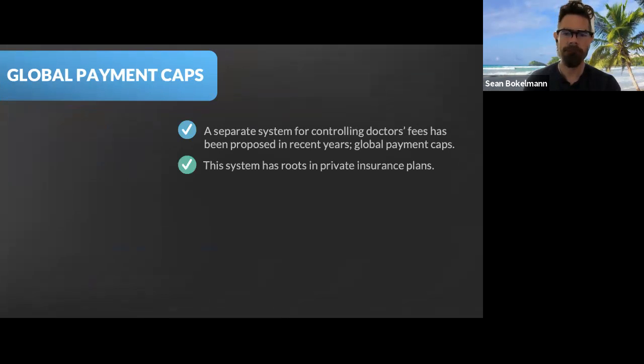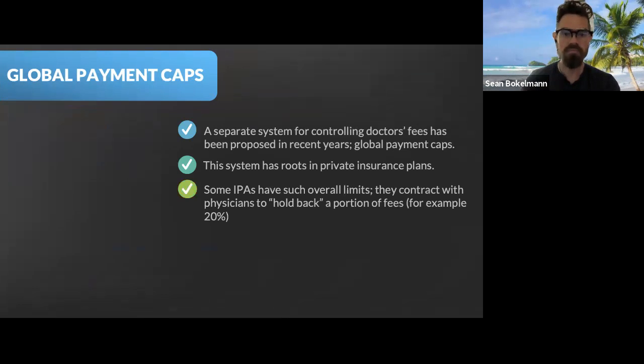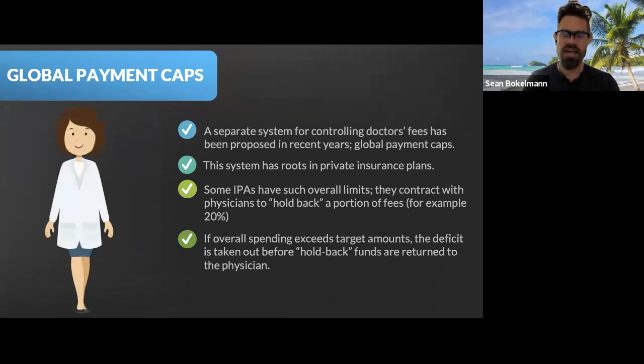Another potential solution is global payment caps. And this actually has roots in private insurance. So some insurance plans have these overall limits. What they do is they contract with physicians to hold back a portion of the fees, perhaps 20%. And if the physician's overall spending exceeds target amounts, the deficit is taken out before holdback funds are returned to the physician.